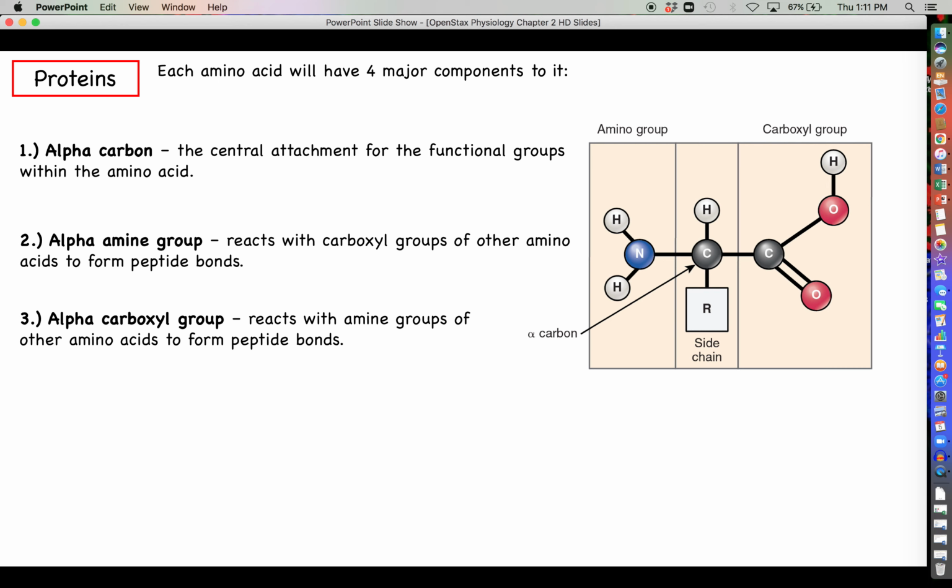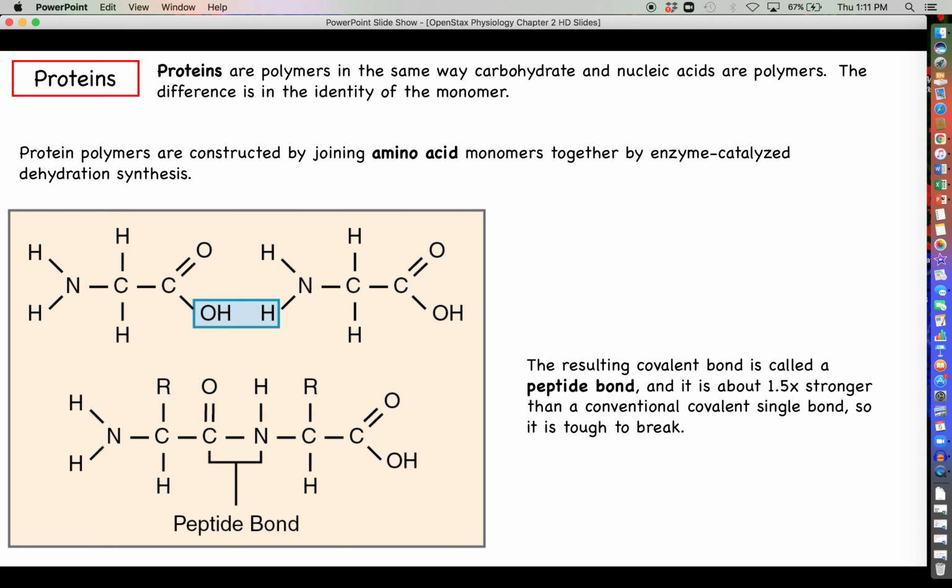When you are forming a peptide bond, the alpha amine reacts with the alpha carboxyl of different amino acids. You can see the OH here with the carboxyl and the H here with the alpha amine. That's your element of water that will be lost when you are forming a peptide bond. So if we go back and look at that again, when we're sticking these two amino acids together, we have the carboxyl group of one amino acid over here and the amino group of another amino acid over here.